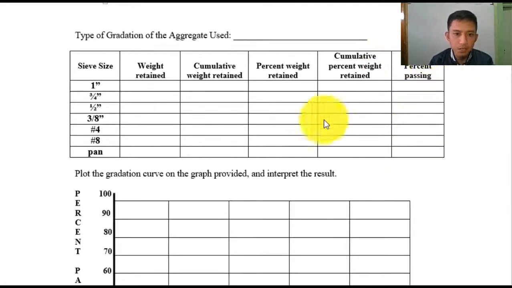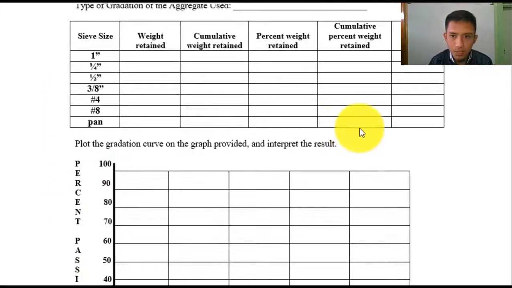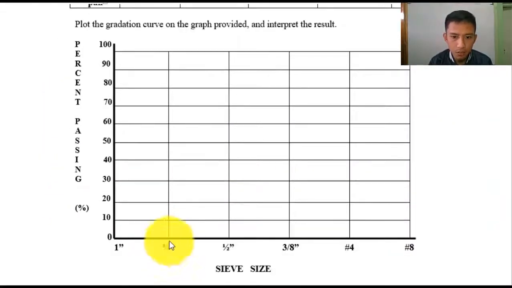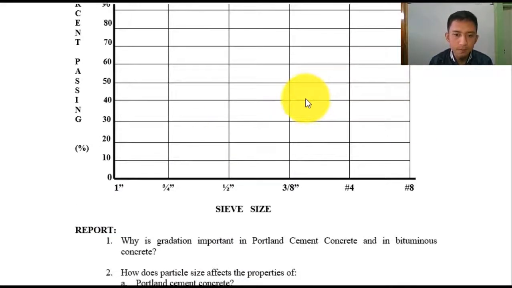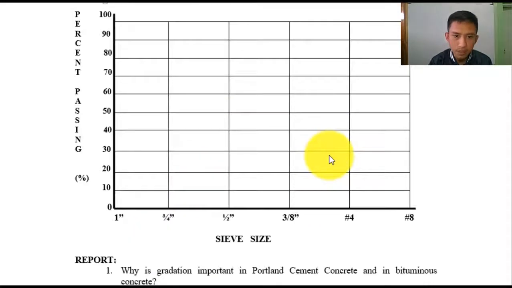And then making use of this, you're going to plot the gradation curve. Okay, all you need to do is plot this one. What is the percent passing versus the opening. Okay, you're going to plot that one, trace that one with a curve. And then, by the way, this one is to be used to compare if that is well graded or not. Okay, there's a standard graph to compare this graph that you're going to make.